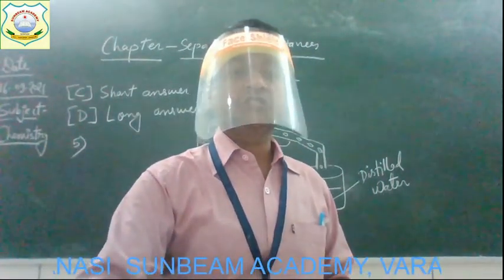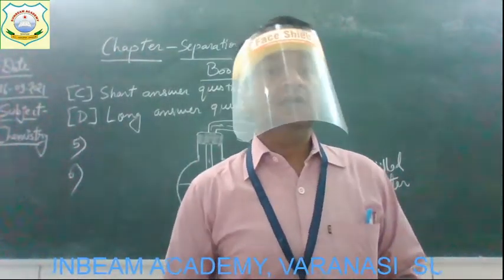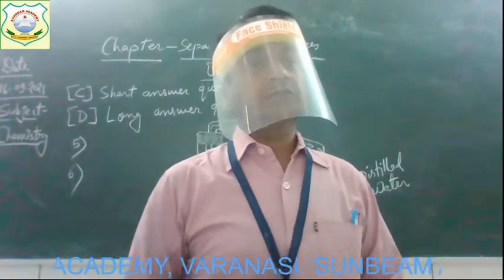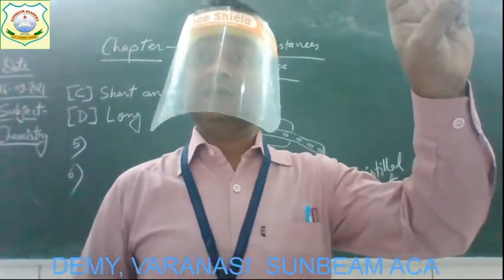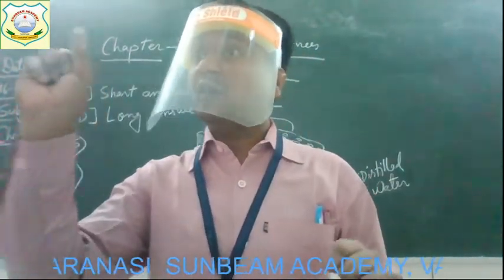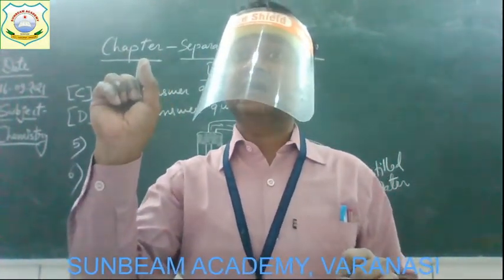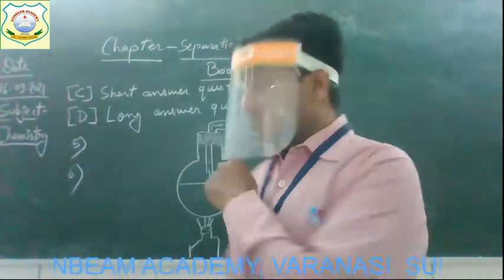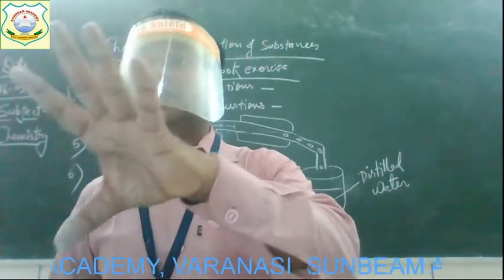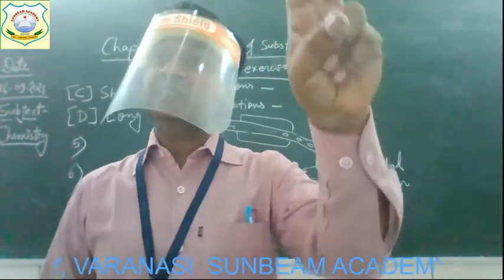Now come to the next question, number 6. How will you separate a mixture of grass, pebbles and sand? Three substances are there in the mixture. Pebbles are small pieces of stones, and sand is very fine particles. If you have a mixture of these three things, grass, pebbles and sand, how will you separate it? Simply, you will separate it in three steps.